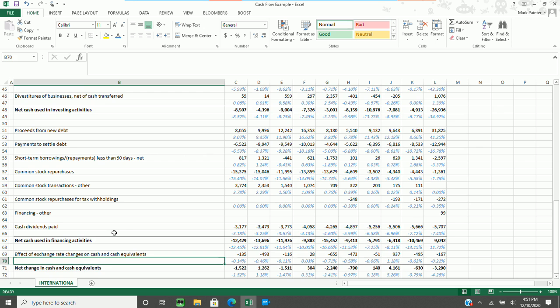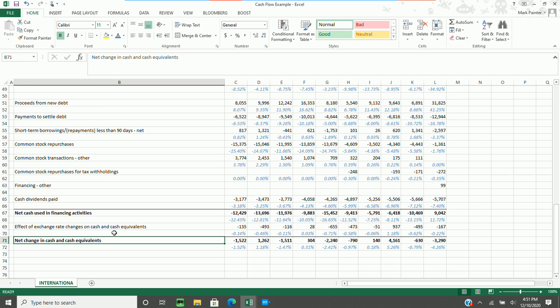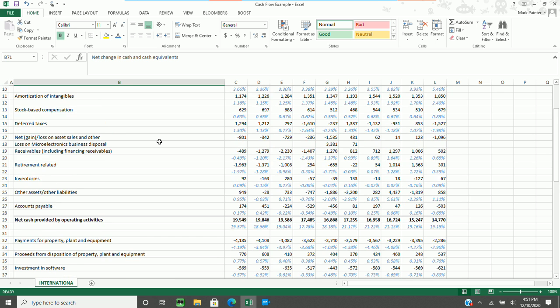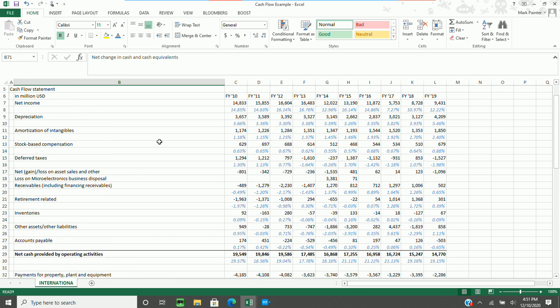And then once you go through all this, at the end of the day, you get a net cash position. So how did the cash change for your business over the course of the year once you take all of the different pieces of cash flow into perspective? That's the quick overview, and now I'm going to walk through each one of these line by line.